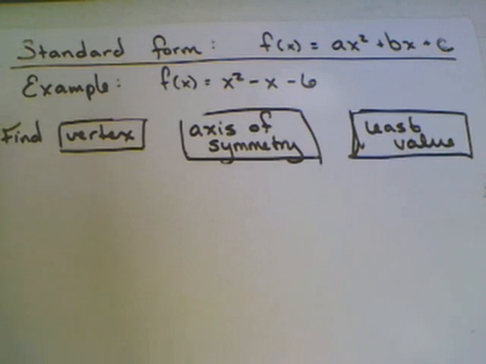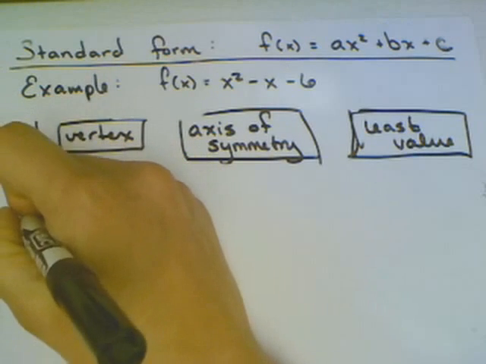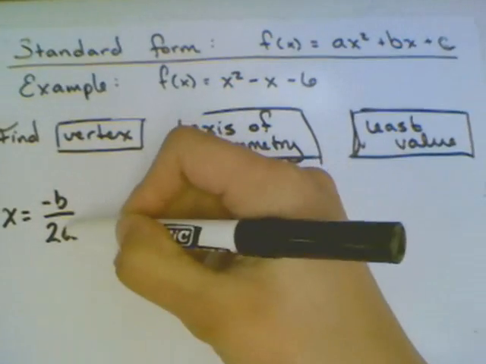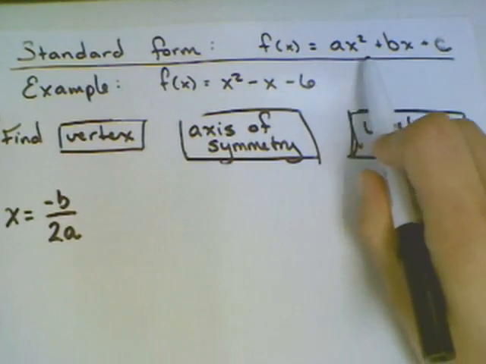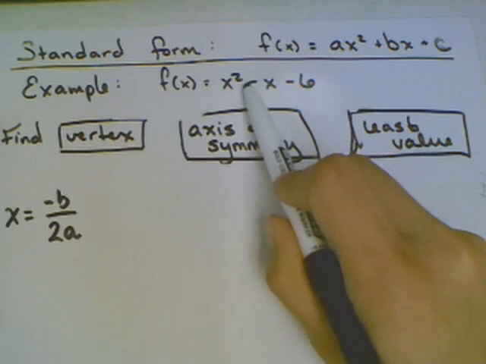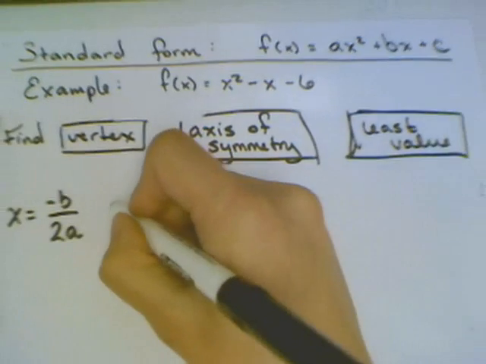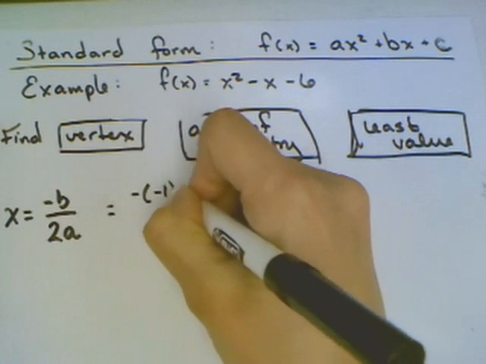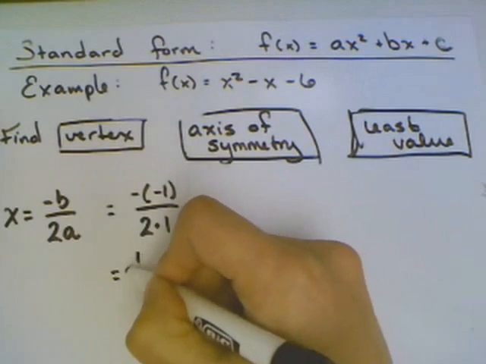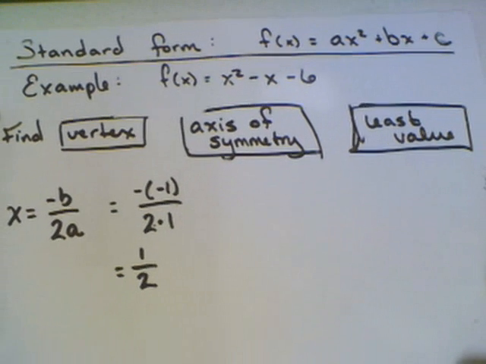Let's find the vertex, axis of symmetry, and least value of a parabola without graphing it. From the previous slide, we learned that there's a formula for the x-coordinate, and that formula is negative b over 2a. b and a are coefficients from the standard form of a parabola right here. So for our example, b is going to be the number in front of x, which is negative 1, and a is going to be the number in front of x squared, which is 1. So the x-coordinate of our vertex, if I plug in b and a, will be, well, negative negative 1 is just positive 1. 2 times 1 is 2. The x-coordinate of our vertex is 1/2.